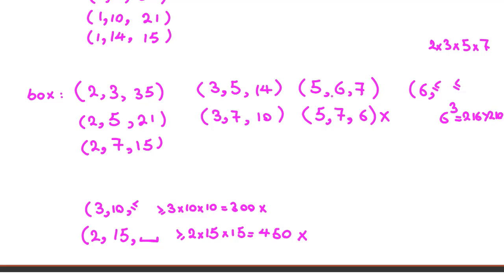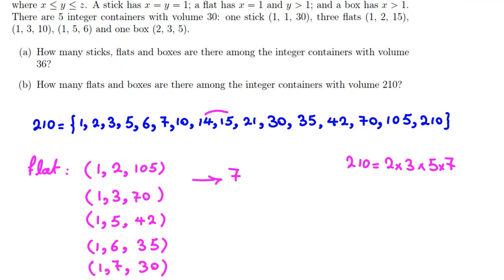So 3 cases here, 2 cases, 1 case. 1 plus 2 plus 3 is what? Is 6. So 6 cases for these, 7 cases for these. 6, 7.